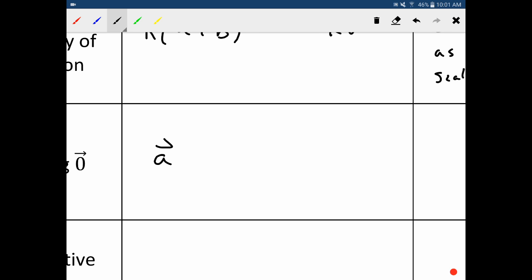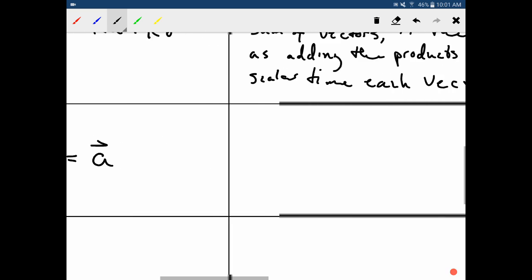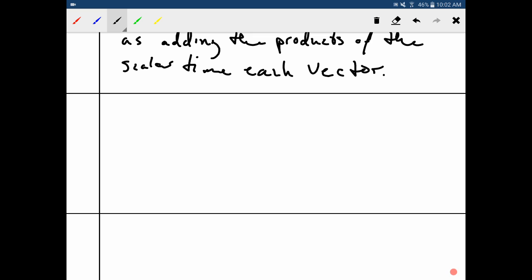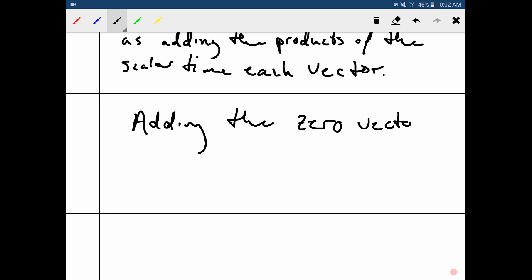So if I have any vector A and I add the 0 vector, it's still just A. Adding the 0 vector doesn't do anything. It's just like adding a 0 with our normal scalars, I guess. So adding the 0 vector has no effect.